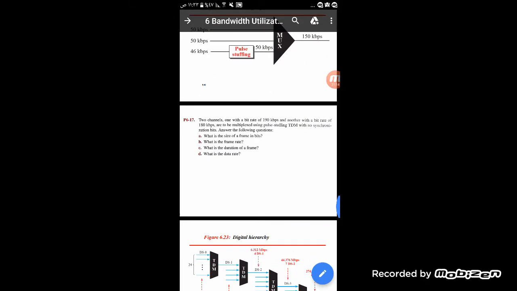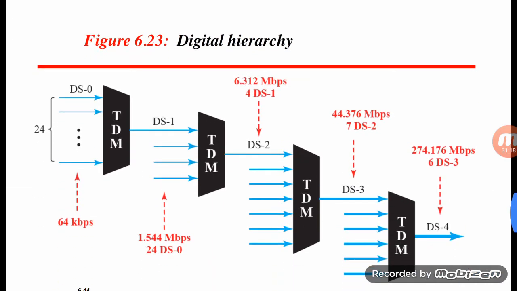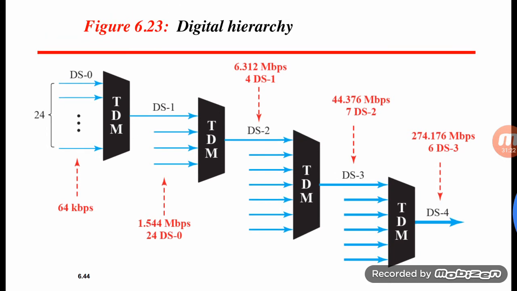Now this is called digital hierarchy. Just like you had analog hierarchy in FDM, remember? We talked about it: we combined several telephone users, we made a group, then several groups, then you get supergroup, and jumbo group, master group, and so on. Something similar is there for TDM. This is for digital lines.